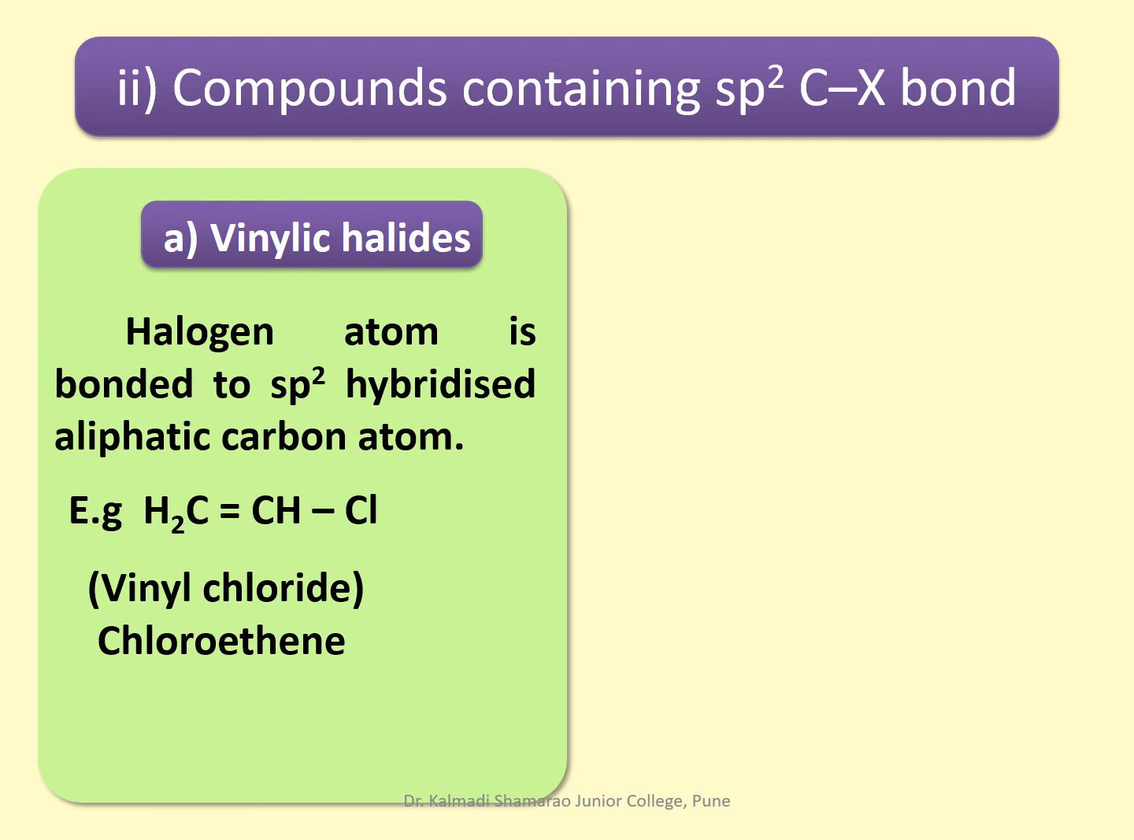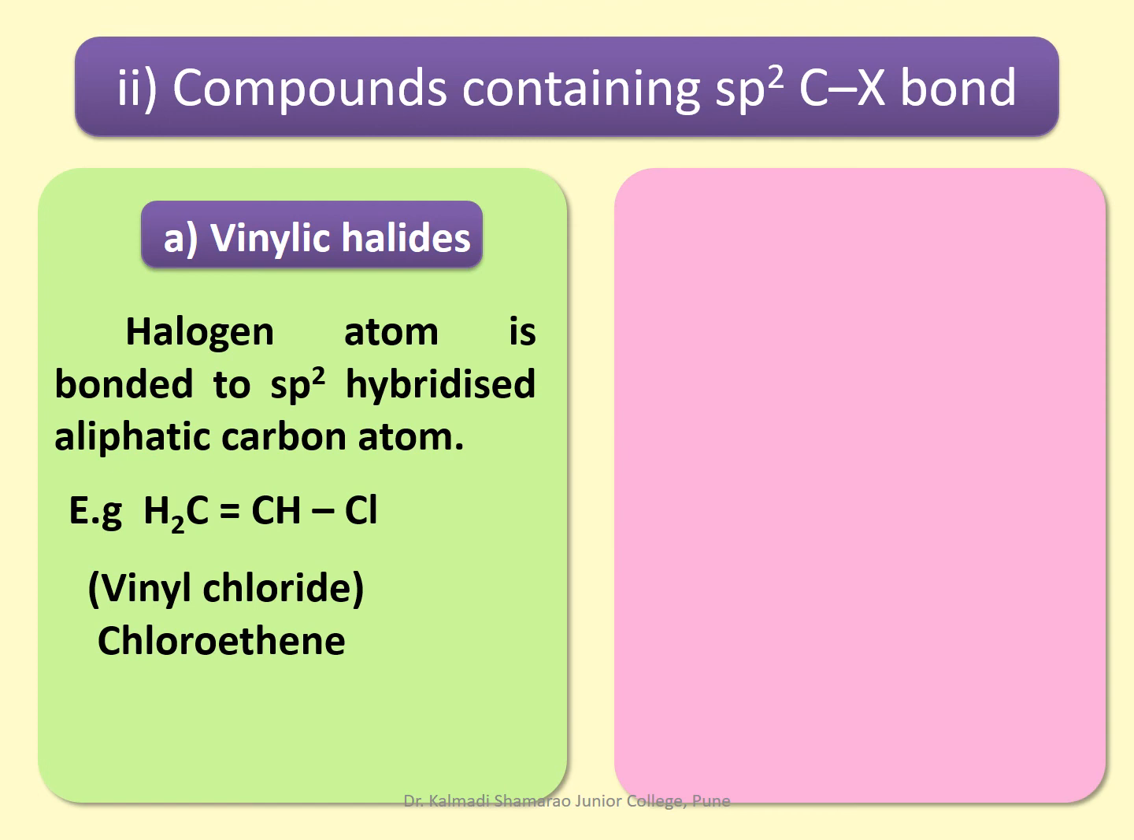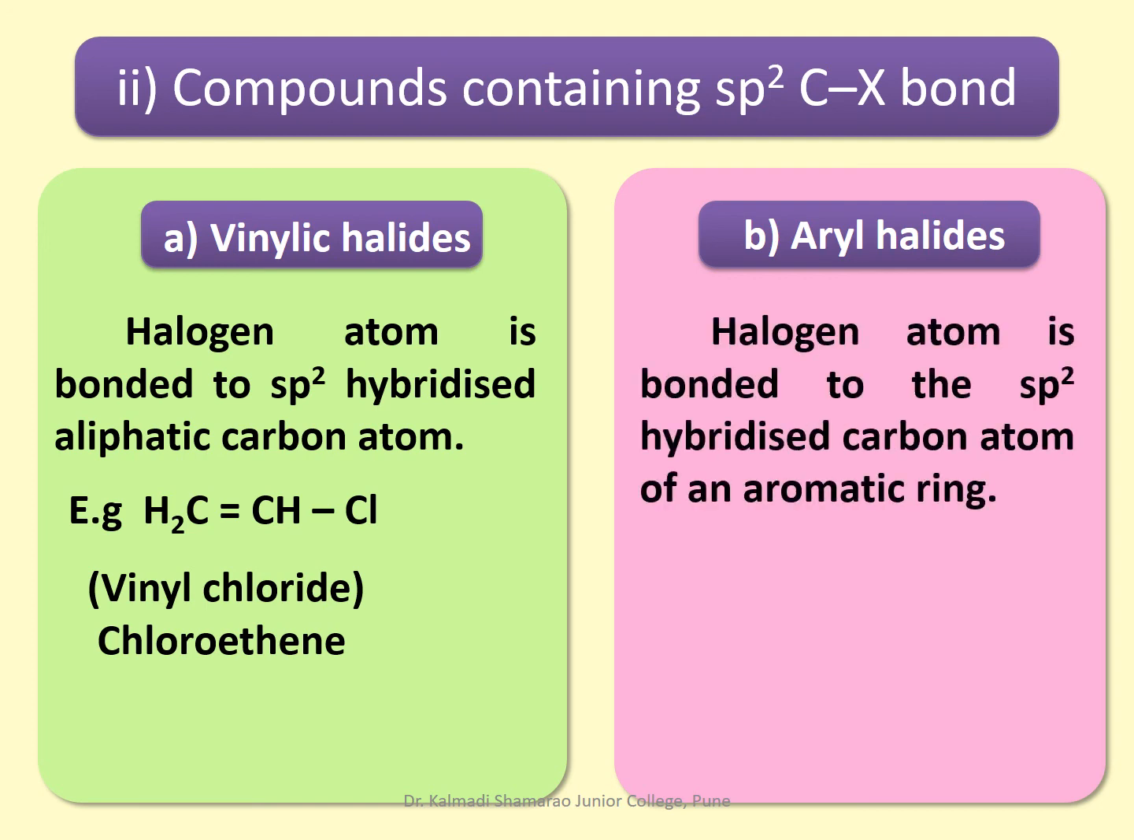CH2=CH- group is called vinyl group. IUPAC name of the compound is chloroethene. We are going to study the IUPAC nomenclature of halogen derivatives in the next video. The second category is aryl halides. In aryl halides, halogen atom is bonded to sp2 hybridized carbon atom of an aromatic ring. For example, chlorine is directly attached to benzene. This compound is called chlorobenzene.